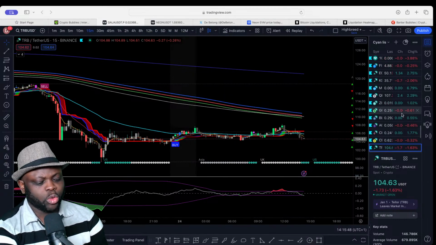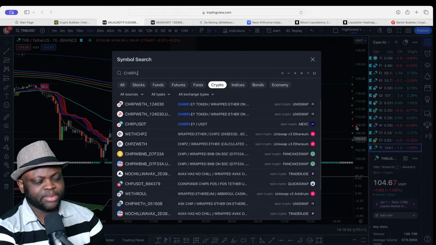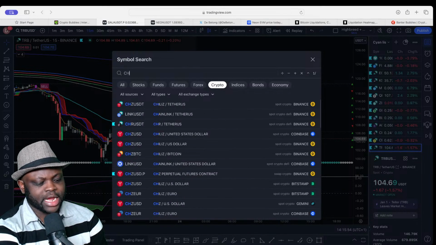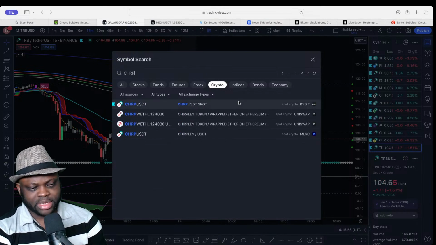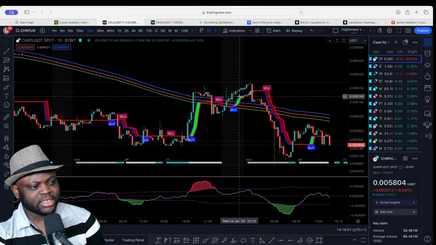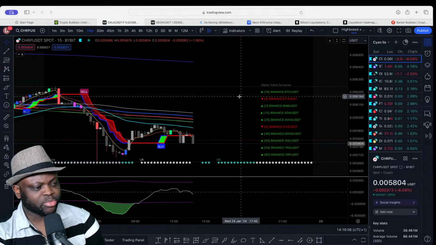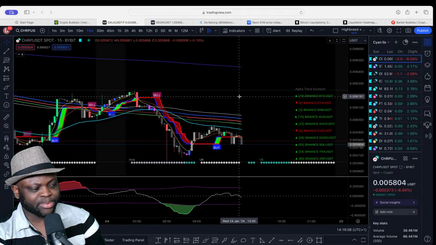And if we look at Chirpley, let's look at Chirpley. We can see maybe the same thing is playing with Chirpley, CHRP. So let's look at Chirpley and see if price is doing the same thing. All right, this is the 15-minute time frame for Chirpley. You can see with Chirpley, price has been moving downward, like you can see in the example with Chirpley as well.